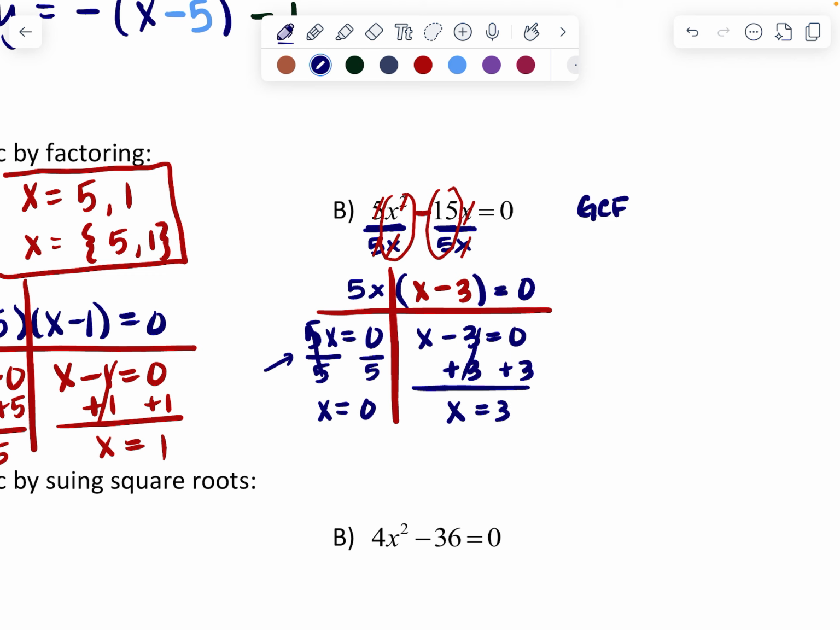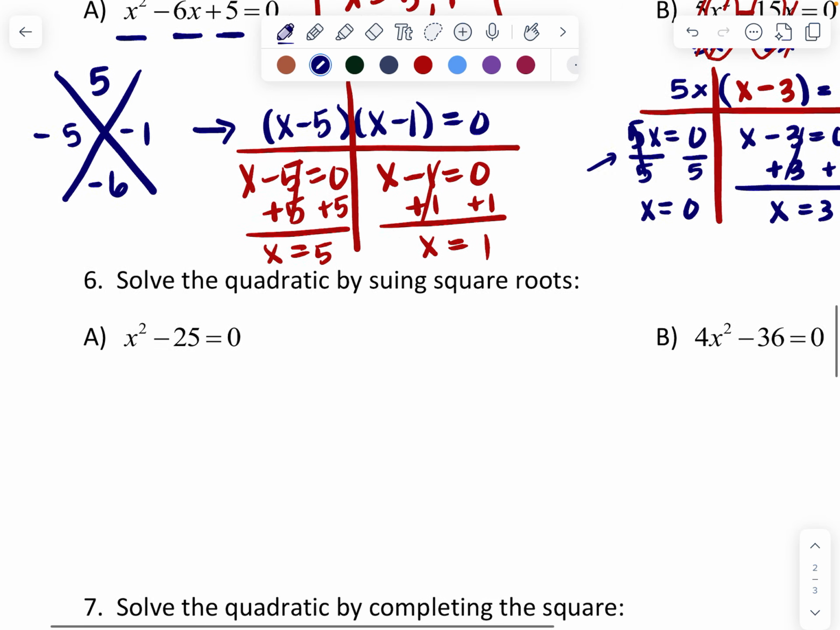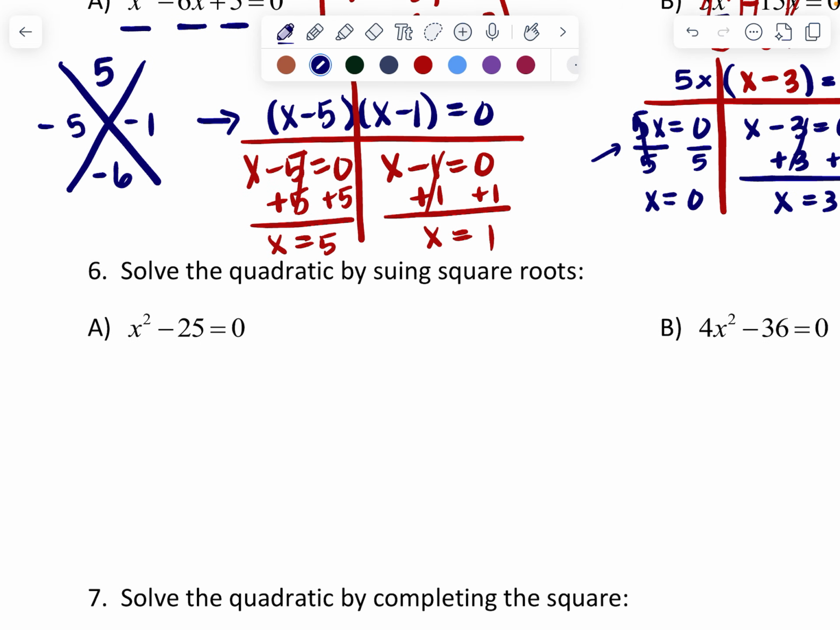So my 2 answers, again, you can write them in 2 ways. You can go x equals 0, 3, or you can write in set notation 0, 3 like that, okay? Either answer is totally fine. Okay, my favorite, because it's the easiest, solving quadratics using square roots, okay?